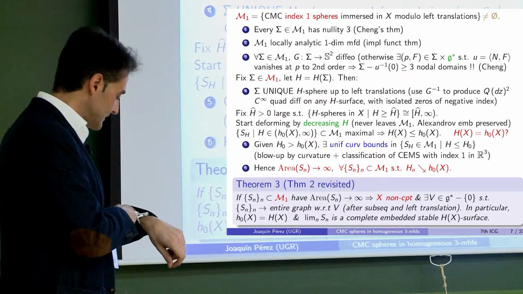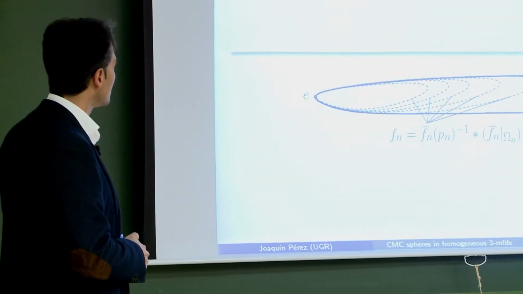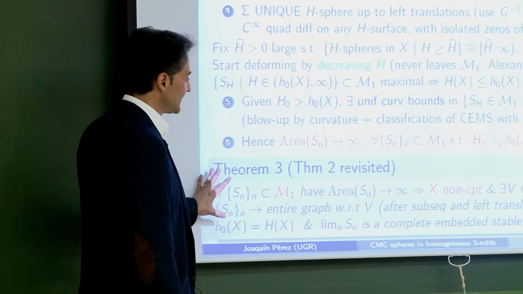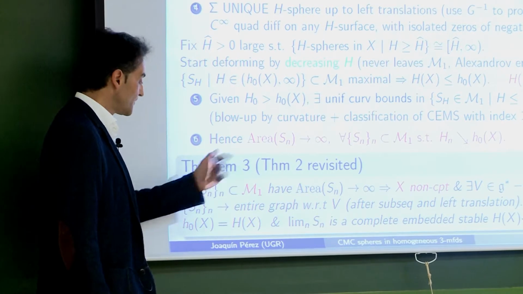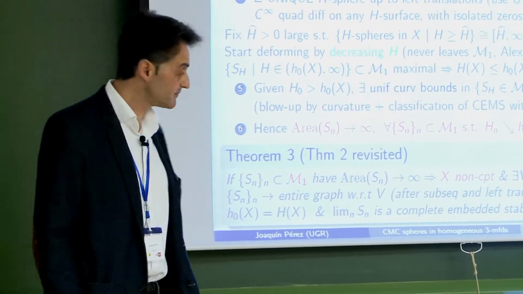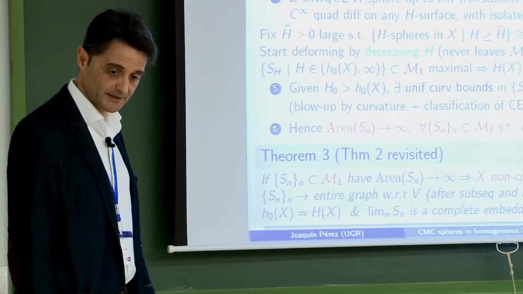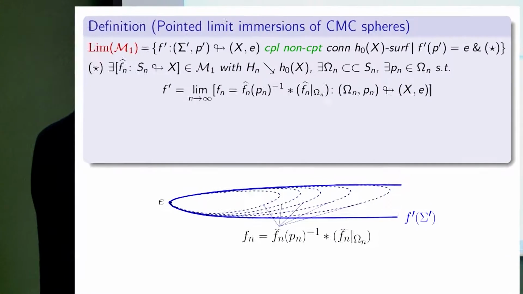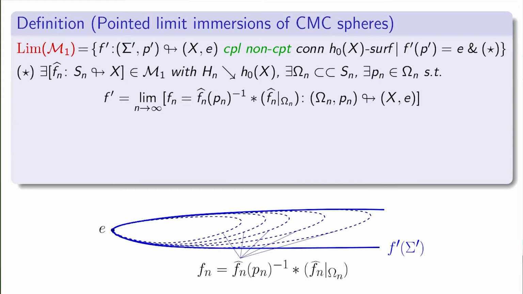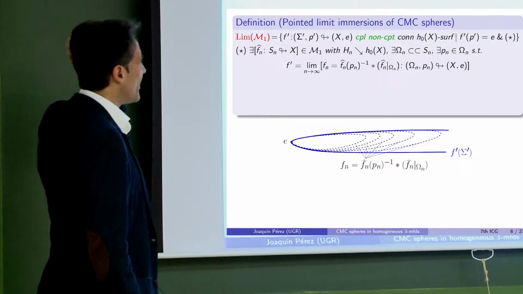Okay, and 10 minutes, good. So the point is how to prove this theorem for a sequence of index 1 constant mean curvature spheres with areas going to infinity. Well, I will say something about this, not too much, but something. Of course, I want to study non-compact limits of spheres because the area is going to infinity. So I'm going to consider the class of possible limits that I call lim M1 of what?